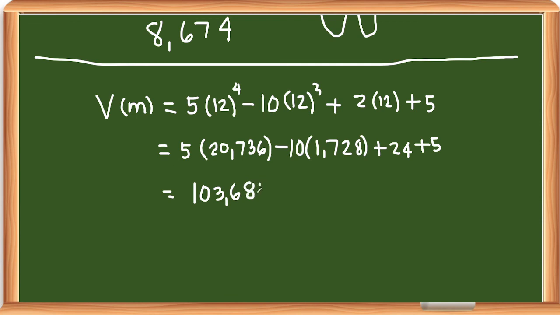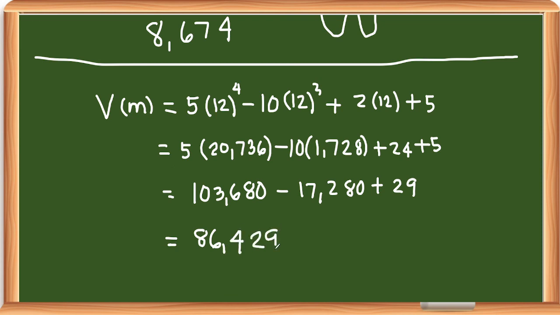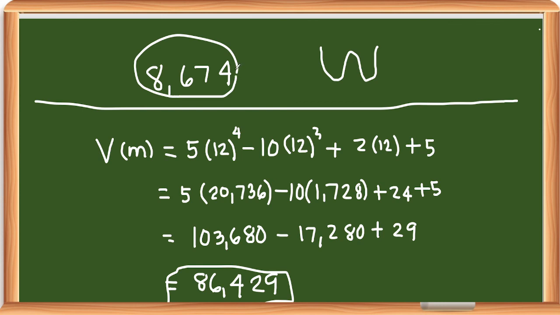It is 103,680. Please double check, okay? Because I'm a bit sleepy since it's already early morning. And then minus, of course it's easy to multiply by 10, right? So this is 17,280, plus 24 plus 5 is 29. Okay, so therefore, the number of visitors in 1 year is 86,429 tourists. That is very far from just multiplying the 6 months by 2.